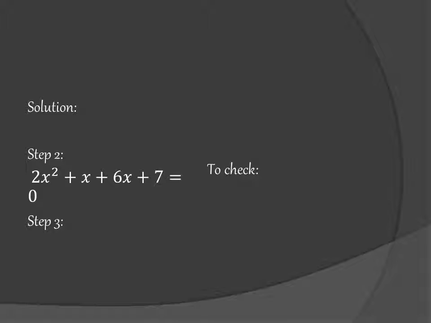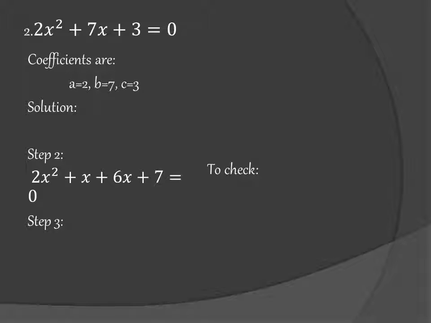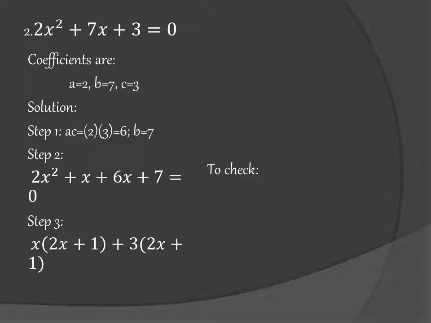Second example is 2x squared plus 7x plus 3 equals 0, where the coefficients are a equals 2, b equals 7, and c equals 3. For the solution, step 1, we must get the product of a and c, and copy b. So 2 times 3 is equal to 6 and b equals 7. Step 2 is we must rewrite 7x in terms of our numbers in step 1. So it must be 2x squared plus x plus 6x plus 3 equals 0.